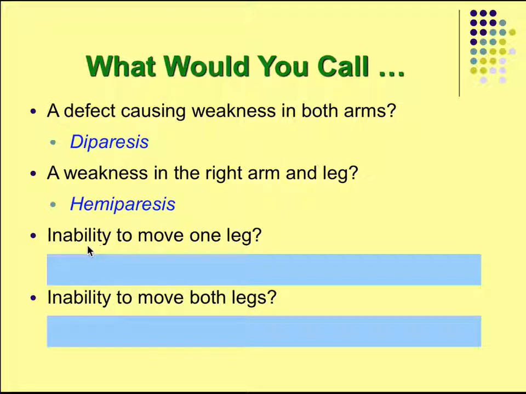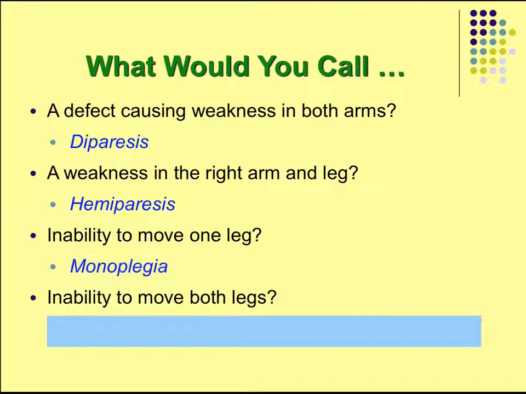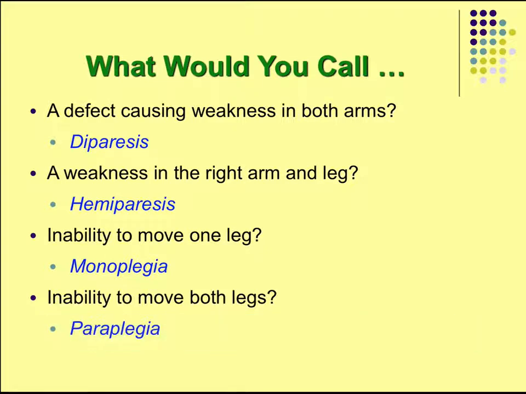If you have an inability to move one leg, for the word one, we have the prefix mono, so this is monoplegia. And then if you have an inability to move both legs, that would be paraplegia. And if you can't move any of your arms, that would be quadriplegia for 4.